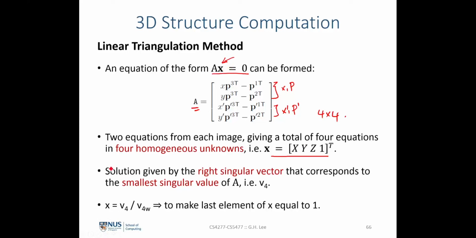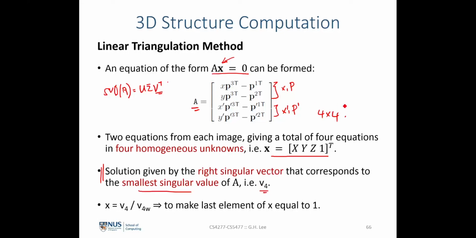We simply follow the same step of taking the SVD of A. The SVD of A gives us U sigma V transpose, and the solution of X lies in the least singular vector inside V, which we denote as V4.